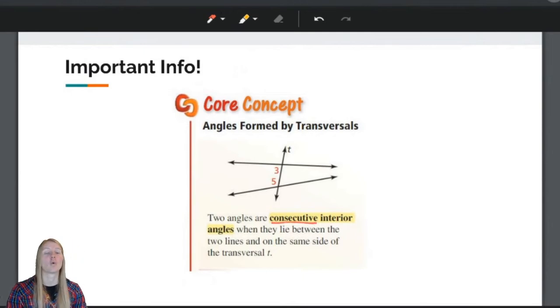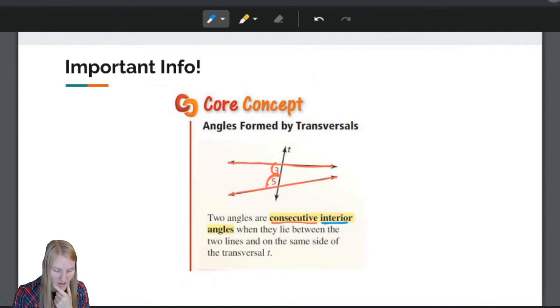interior angles. What do you think of when you think consecutive? If I play 2 consecutive baseball games or 2 consecutive soccer games, it means I'm playing one right after the other. I'm playing one soccer game, and when that one ends, I'm playing another soccer game. So notice these angles come one right after the other. We have angle 3 and then angle 5 right there. They are consecutive. They're right close to each other.